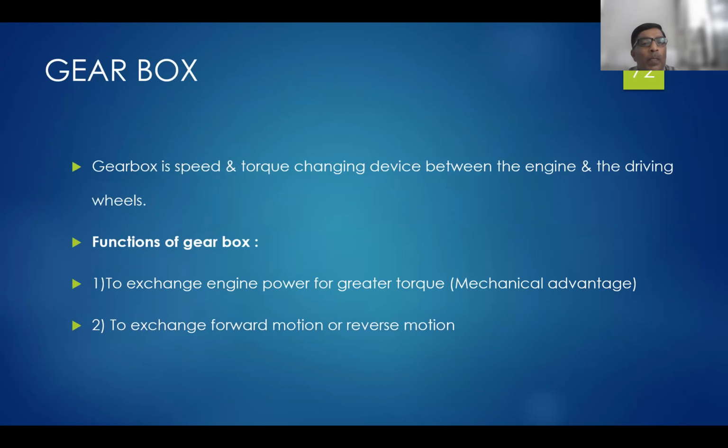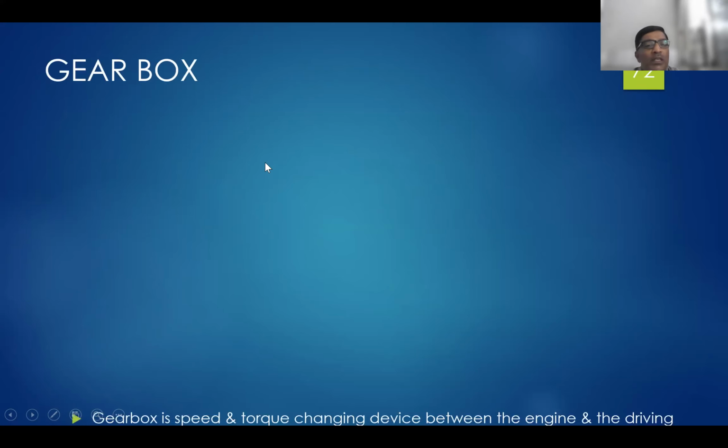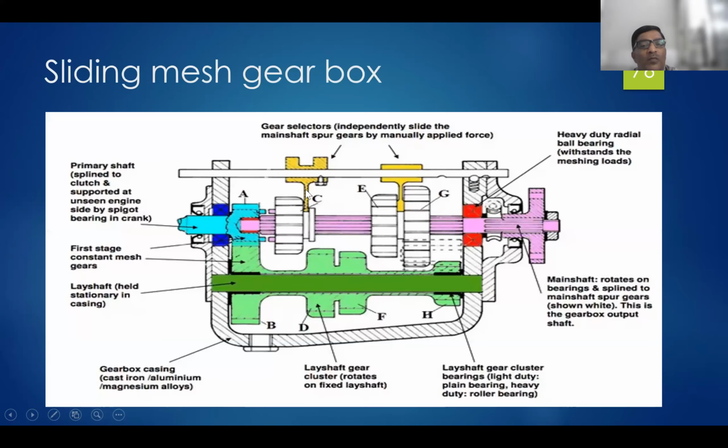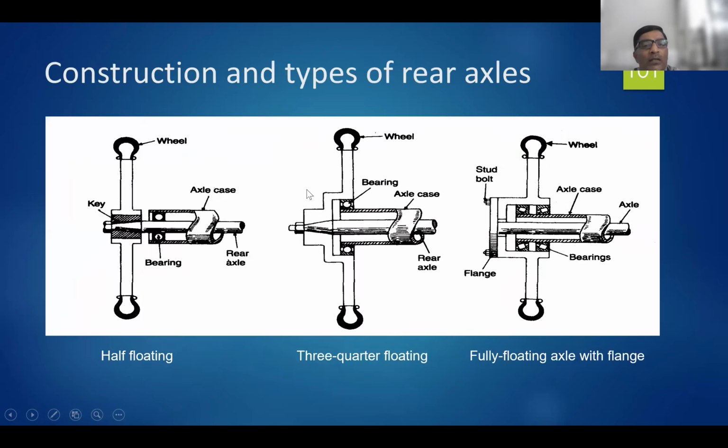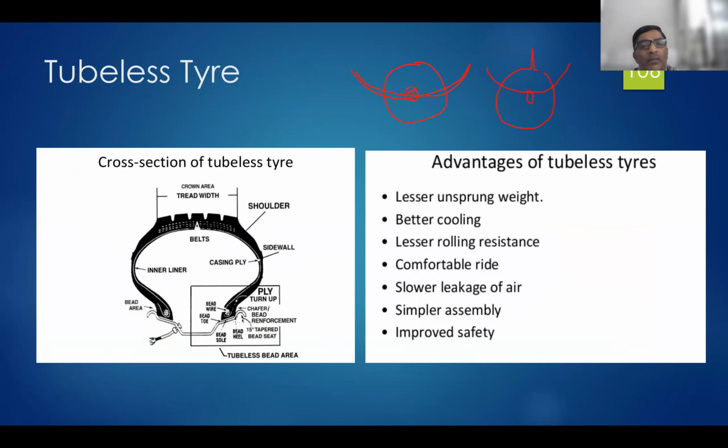So the clutch unit, then transmission unit, then driveline unit, and the driving axle unit. So all these components are required to fulfill the requirement of the transmission system. So we have seen each of these. And finally, the introduction to the wheels and the tires.